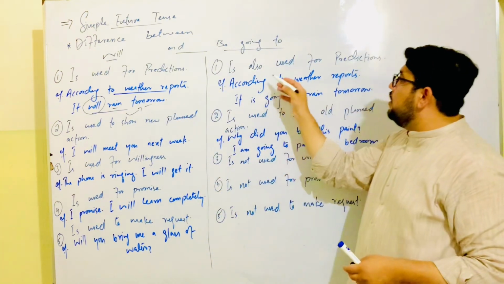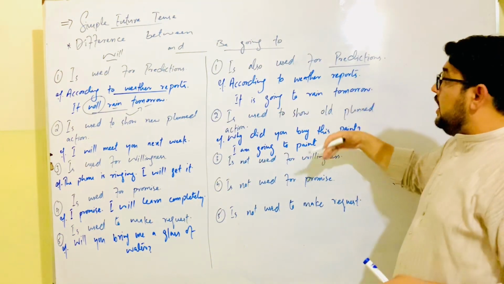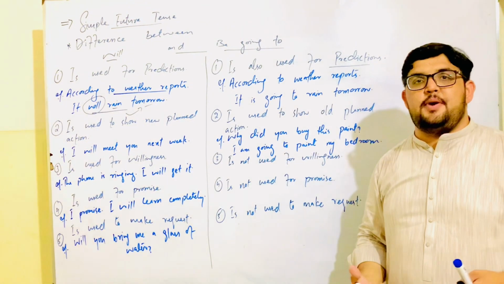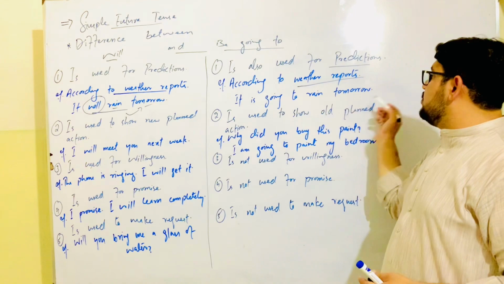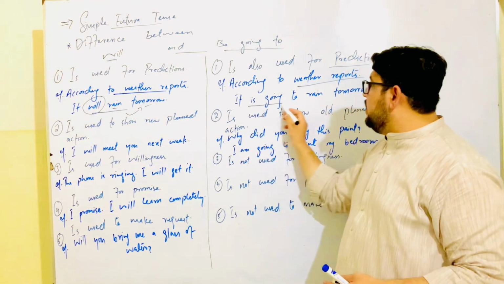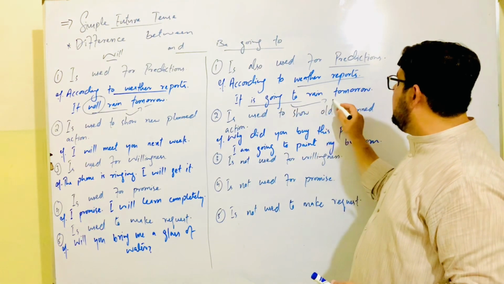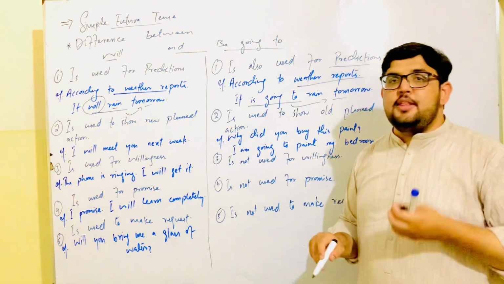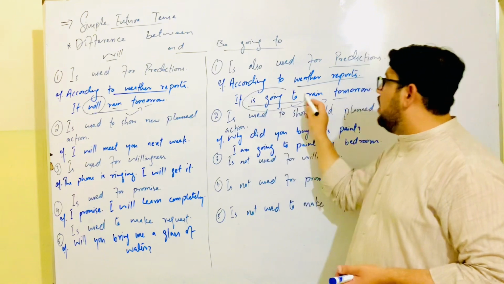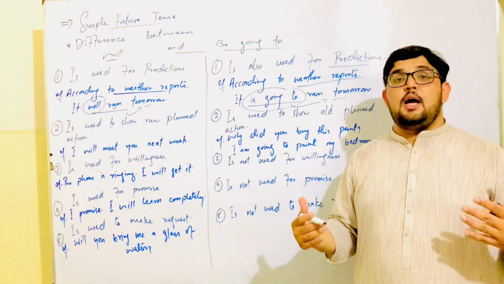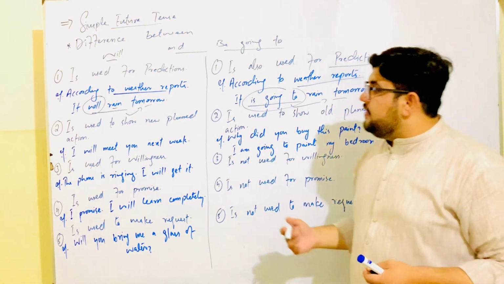Be going to is also used for predictions, like according to the weather reports, it is going to rain tomorrow. So be going to is also used for future predictions. So you can either use will for future predictions or be going to. Both are the same in this first case.